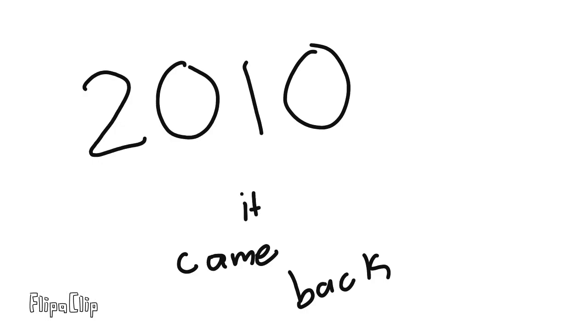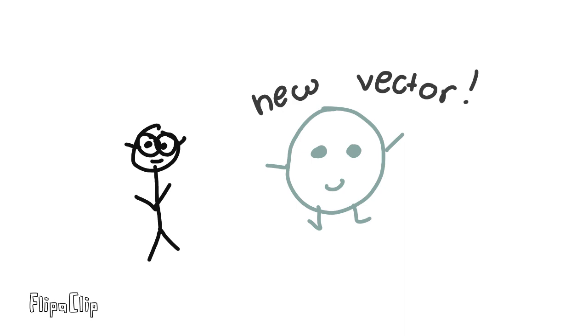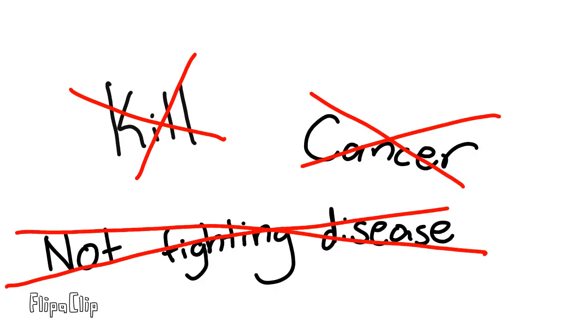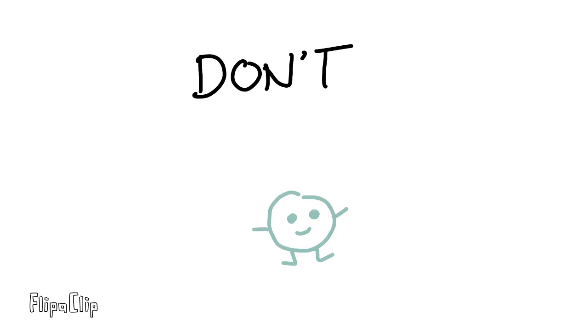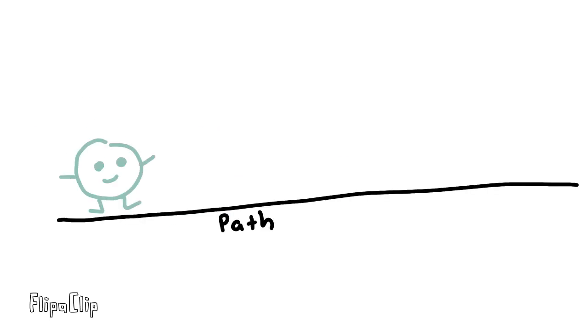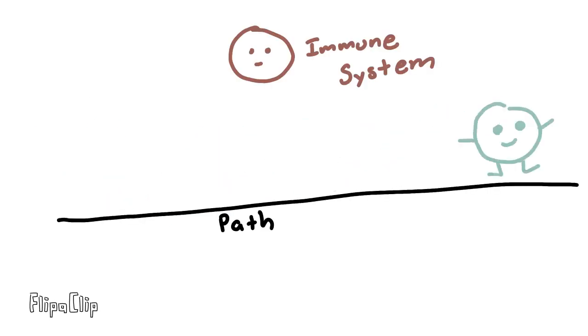But then, in 2010, it came back. Scientists figured out how to make better vectors that wouldn't kill people, give them cancer, or make them unable to fight disease. The new vectors don't go wherever they want in the body. Instead, they just stay on their path so they don't trigger the immune system.